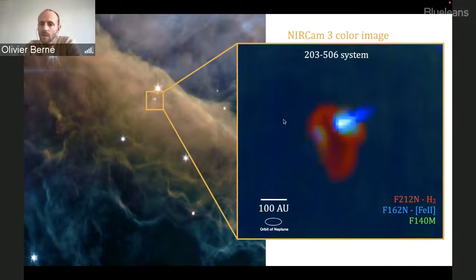What you see here is a 3-color NIRCam image. What is physically present is a protoplanetary disk here that is seen edge on. That's the dark lane of the protoplanetary disk. This disk is enshrouded inside an envelope of molecular hydrogen that is bright here in red in the F212N filter of NIRCam. And then in blue, you have this feature here, which is a jet emanating from the central star inside this protoplanetary disk.